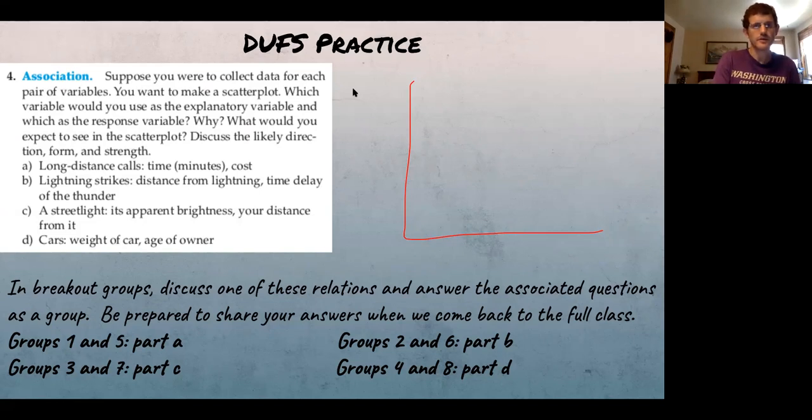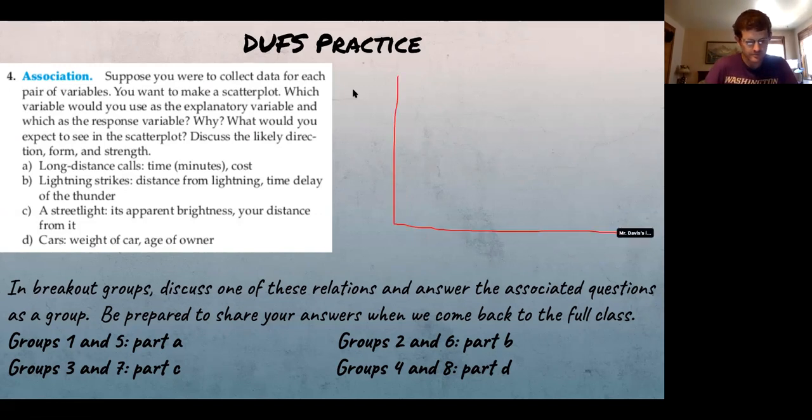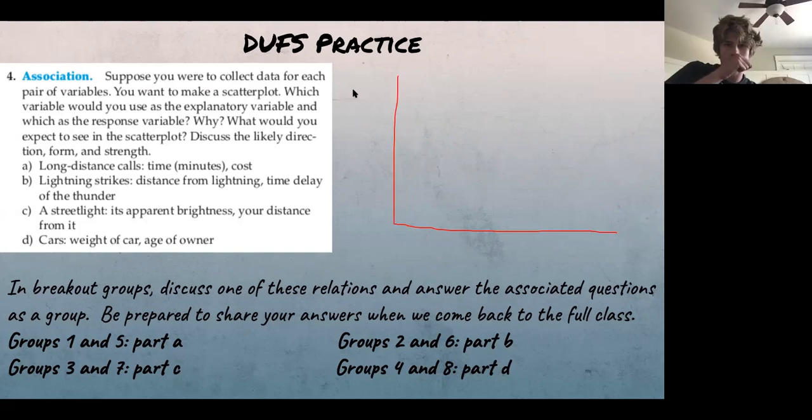Anyways, let's move on to part B. Someone from group 2 or 6, tell us what you think there. So we said that the time delay would be the explanatory variable, and the response variable would be the distance from the lightning.